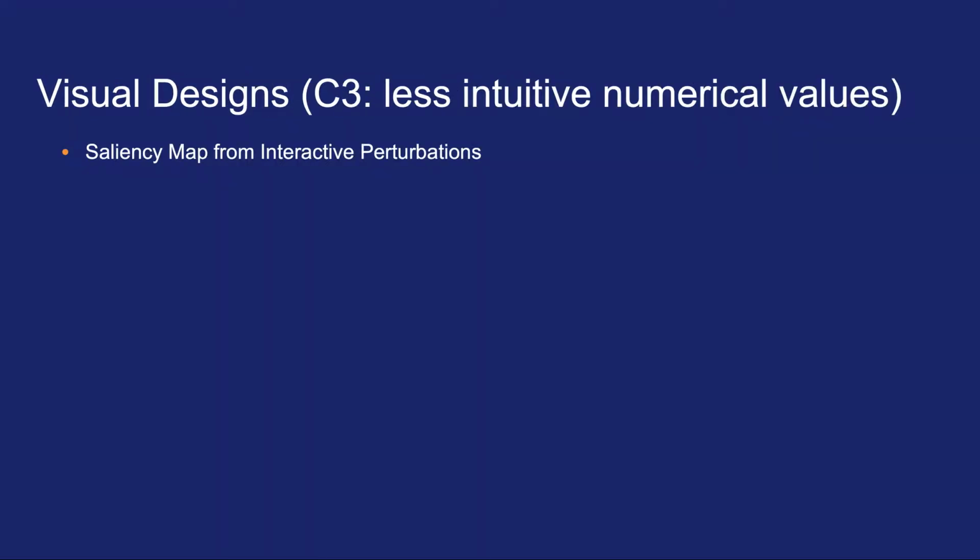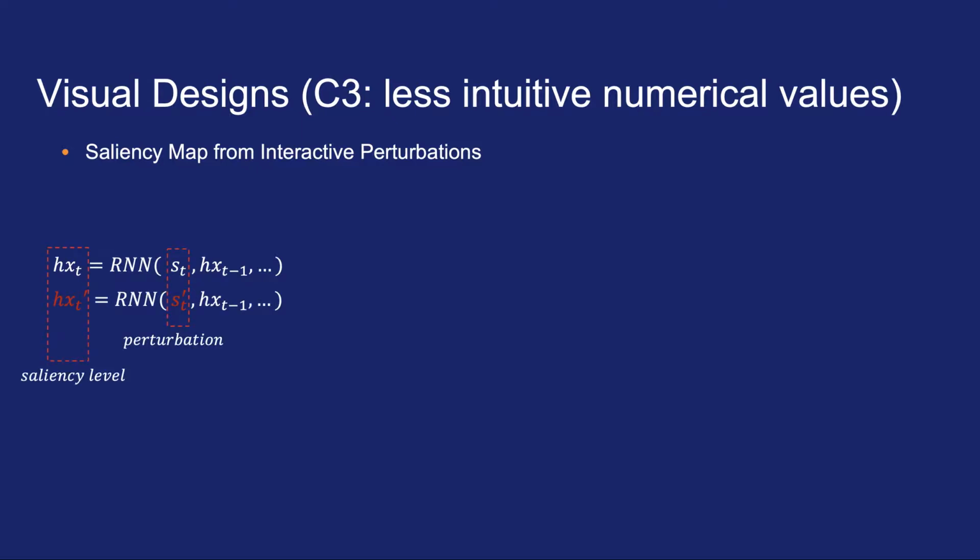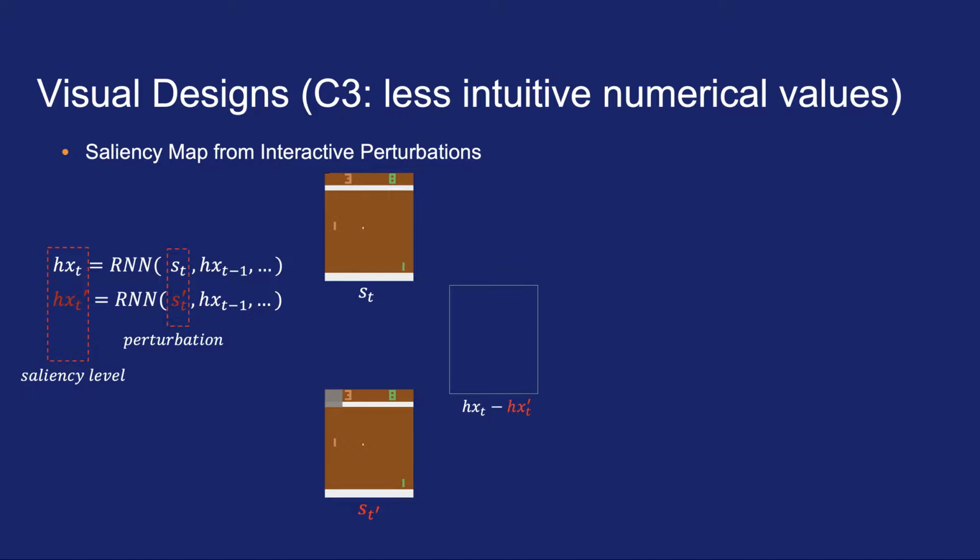For the third challenge of better interpreting the less intuitive numerical values, we borrowed the existing perturbation-based methods to interactively generate salience maps for user-interested game steps and RN dimensions. In general, the RN function takes the game state st and the hidden state from the last step to generate the new hidden state. If we modify the game state st here, the resulting new hidden state will also be changed. In detail, we introduce a mask at one location of the input screen.